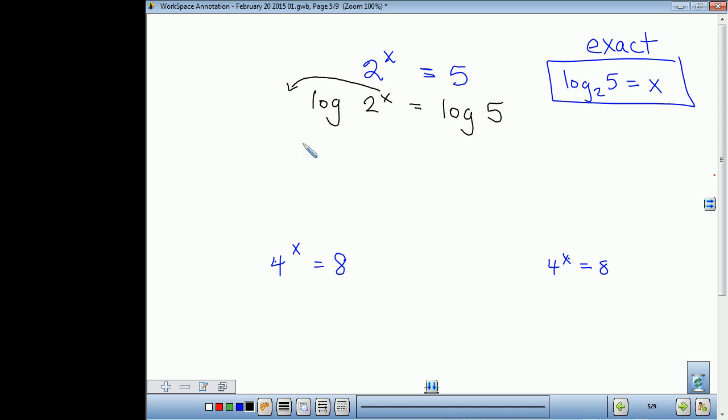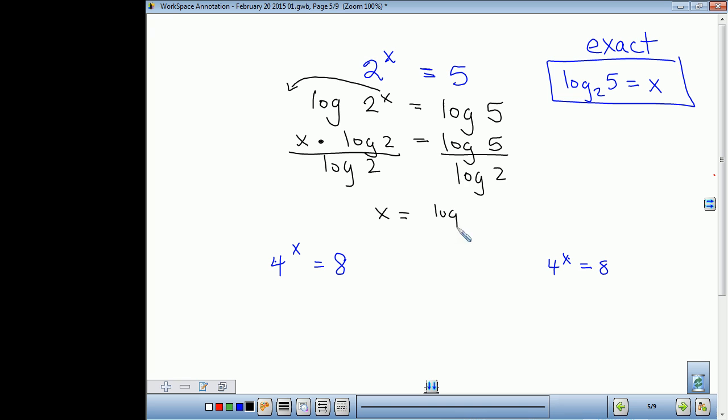Now, what can I do with this x? You can put the log of 10. Just divide it by 5. And then to solve for x, what do I do? Divide by log of 2. So x equals log of 5 divided by log of 2. This is another exact answer.